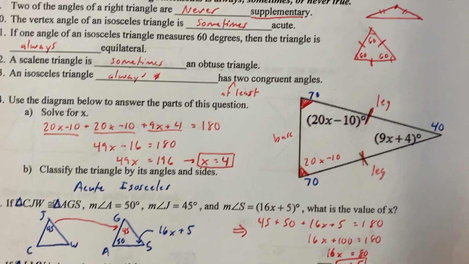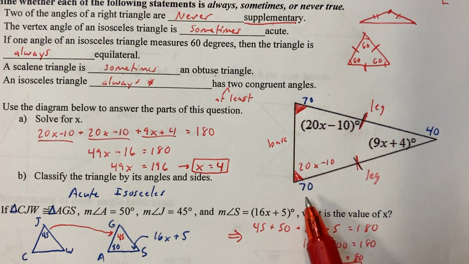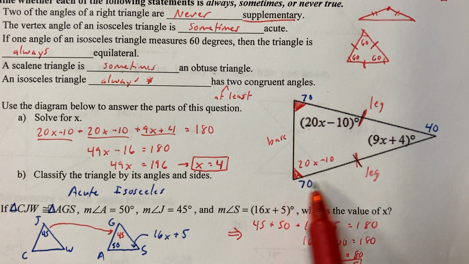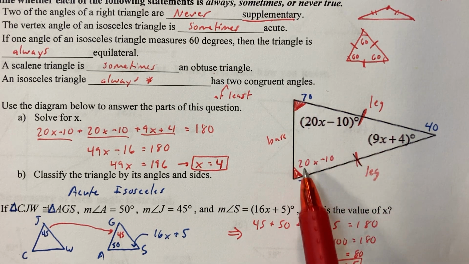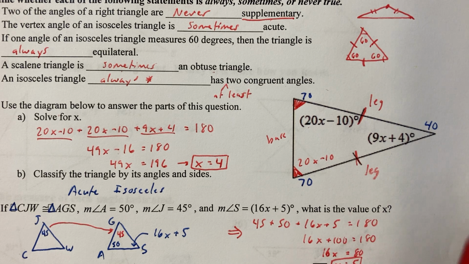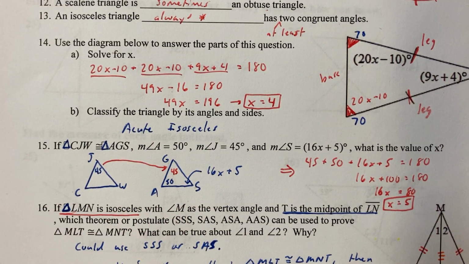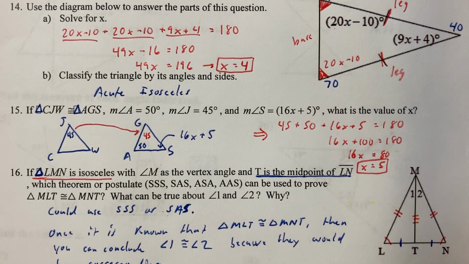Plug in x equals 4, and you get 70, 70, and 40. Which means this is an acute triangle. All the angles are less than 90 degrees, so it makes it acute. Therefore, we're going to call this an acute isosceles triangle. It's acute isosceles.